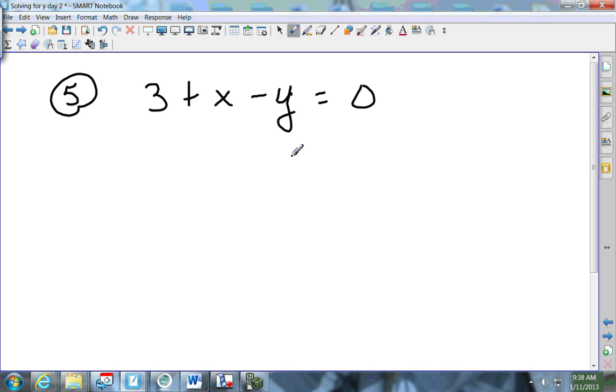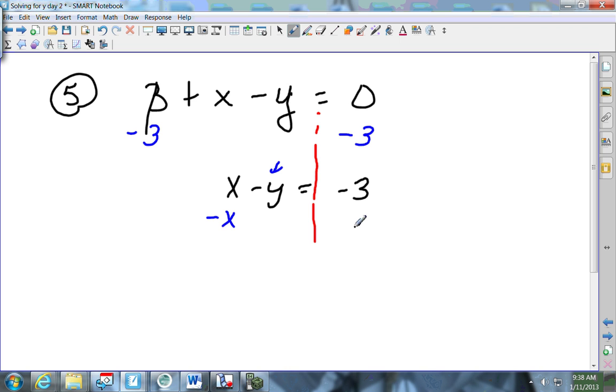This one, I'm going to draw my dotted line. It doesn't matter which you move first, whether you move the 3 or the x. It doesn't matter. I'm going to move the 3 first, so I'm going to subtract 3 from each side. These cancel. I get x minus y equals negative 3. Well, here's my y again. I'm going to move the x. It's a positive x, so I'm going to subtract x from each side. Negative y. The negative y comes down, and I get negative x minus 3.